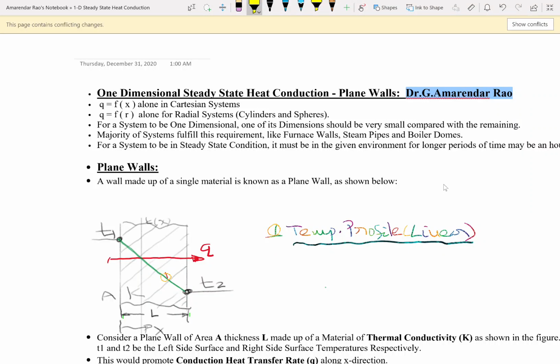Hi everyone, this is Dr. Jamarendra. Today let us have a look at one-dimensional steady-state heat conduction in plane walls.